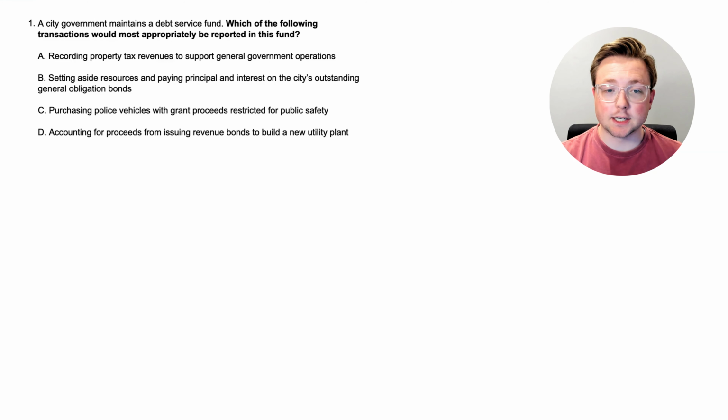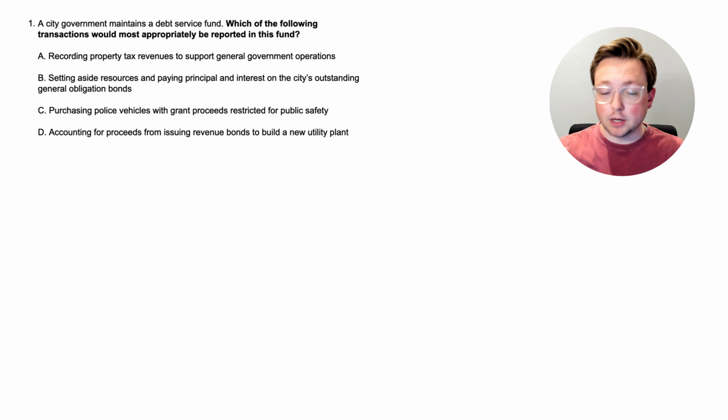Which of the following transactions would most appropriately be reported in this fund? Let's go up to the top. A city government maintains a debt service fund. So again, which of the ones below would most appropriately be reported in that fund? Let's go through the options. Recording property tax revenues to support general government operations, setting aside resources and paying principal and interest on the city's outstanding general obligation bonds, purchasing police vehicles with grant proceeds restricted for public safety, or accounting for proceeds from issuing revenue bonds to build a new utility plant. So again, which one of these would most likely fall under the debt service fund?